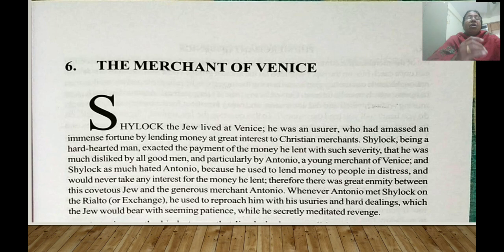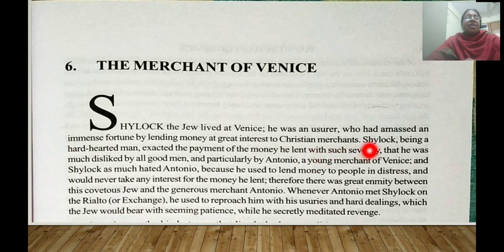So what is usury, or who is an usurer? A usurer, the word here, is a person who lends money at higher rates. And therefore Shylock was hated in Venice. He was a merchant of Venice and he was hated. So he had amassed, that is, gathered an immense fortune by lending money at great interest to Christian merchants. Those who needed money, he would lend money. This was his business, lending money and getting back more than what he actually lent.